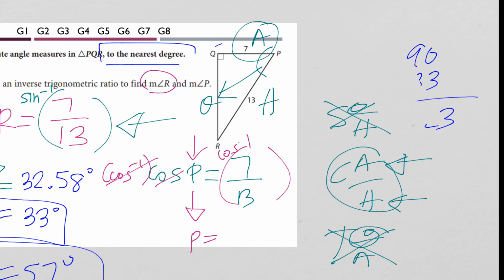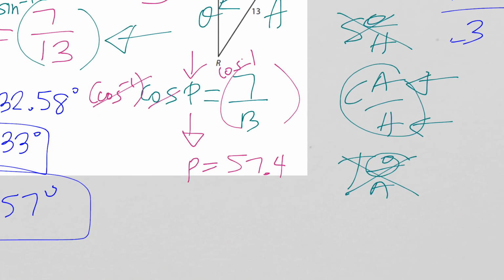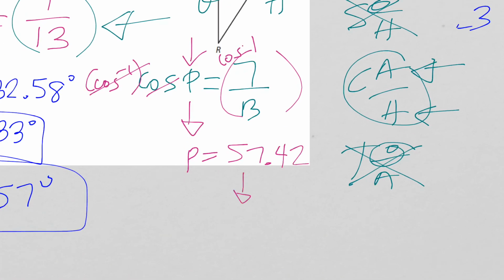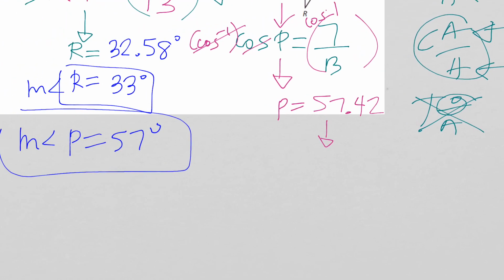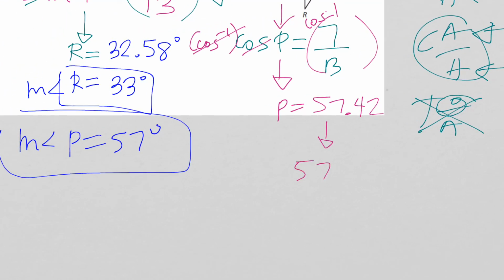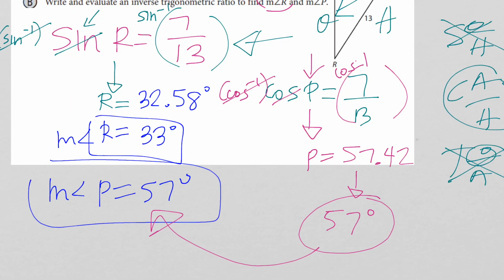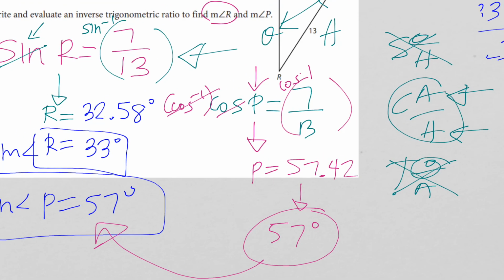And if I type this into Desmos, cosine inverse of 7/13, I end up getting 57.42, but I have to round this off to the nearest whole degree. So 57.4 rounds to 57, which is the same as me subtracting it from 180. So notice you get the same answer.